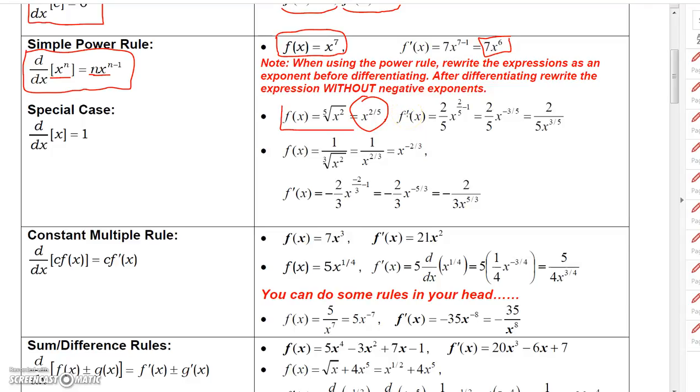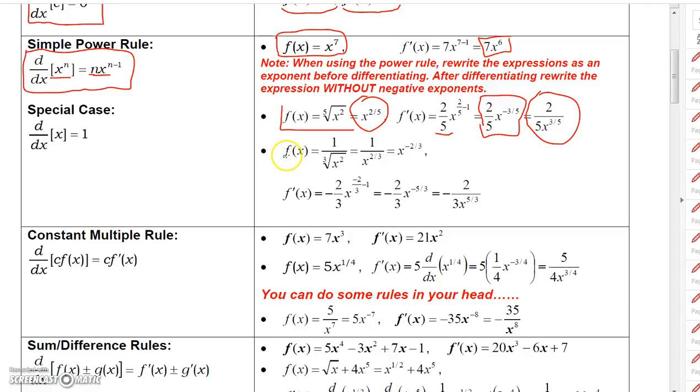So remember the power rule, you bring the power down, so I bring the 2/5 down as a factor, and then I reduce the power by 1, so 2/5 minus 1 is going to be negative 3/5. So I'm going to have 2/5 times x to the negative 3/5. And most instructors ask you to rewrite your final answer without negative exponents. So we would rewrite this as 2 over 5 x to the positive 3/5.